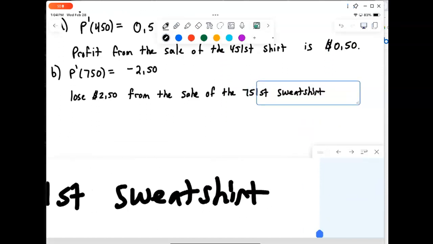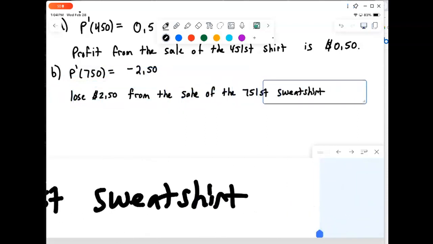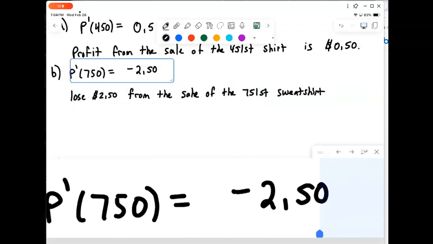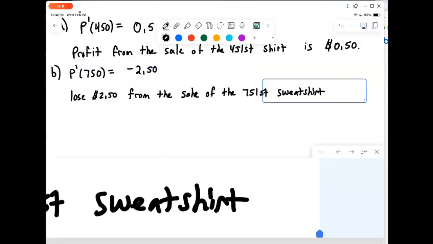All right, so now we're actually losing money. What that means is our cost of making that 750th t-shirt is less than the money that we're bringing in for selling it. And so that's a really bad situation. So we definitely would want to avoid that. At 750, we're selling too many, right? We've had to drop the price too low to sell that much. And now we're reaping the consequences of that.